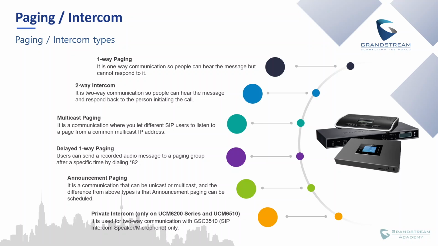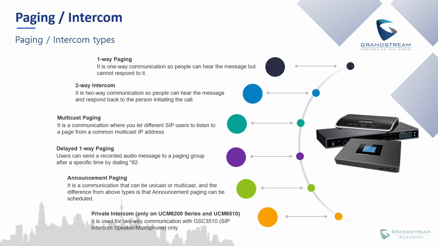For the multicast, paging is a way of communication where you let different SIP users listen to a page from a common multicast IP address. Announcement paging is a way of communication that can be unicast or multicast, and the difference from multicast paging is that this can be scheduled, and you can schedule when the message will be paged to the selected extensions.